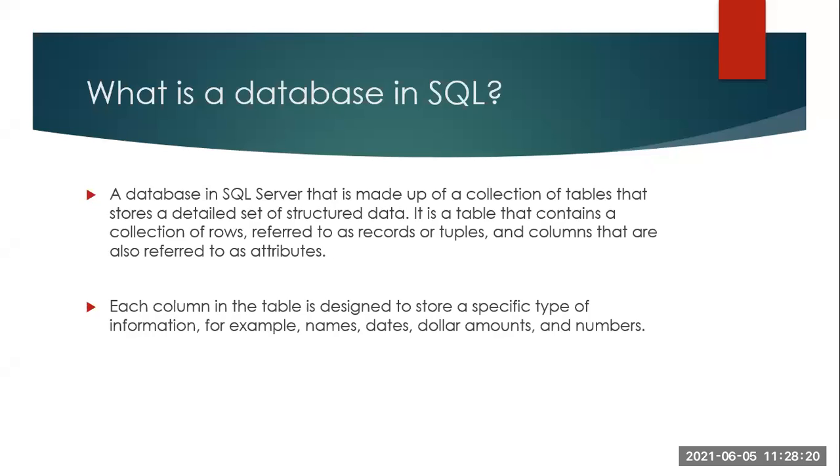Now don't get confused when you get an error in the creation of the table. They will say tuples. Then don't wonder what this word is. Tuple means a record. Each column in the table is designed to store a specific type of information, for example names, dates, dollar amounts, and numbers. For every column, if you want to write a roll number, you have to create a data type for that. In C programming, we say int roll, right? Then char name. In the same way, columns will have names and roll numbers, and for that you are supposed to have a data type.